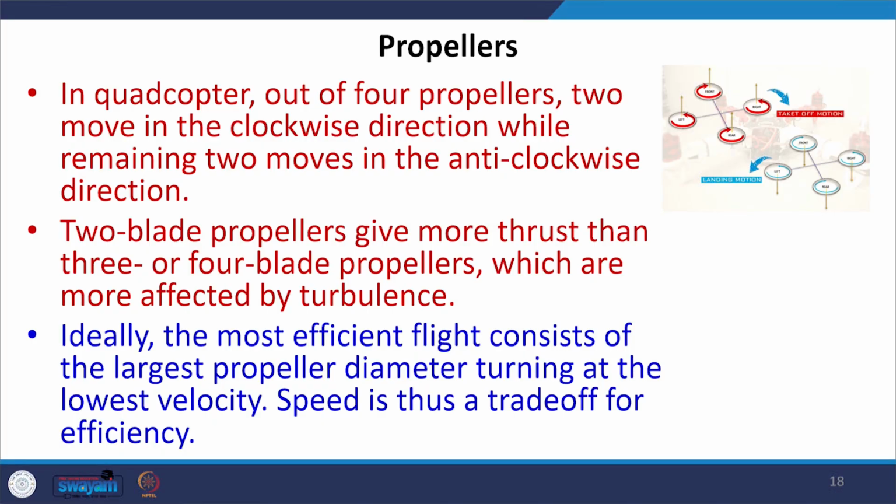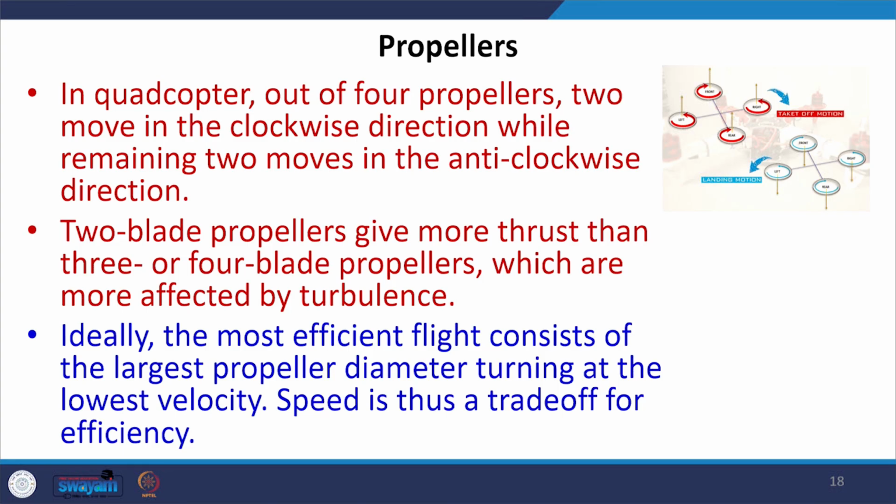Propellers in a quadcopter, for example, we have 4. Out of the 4 propellers, 2 will move in the clockwise direction and the remaining 2 will move in the anti-clockwise direction to give lift. As you can see in this picture also, the top and bottom ones are moving in the clockwise direction, the other remaining two are moving in the anti-clockwise direction, and the speed will bring them up and down.